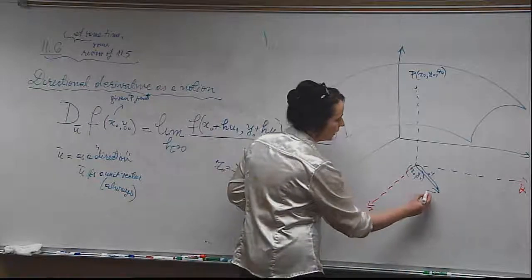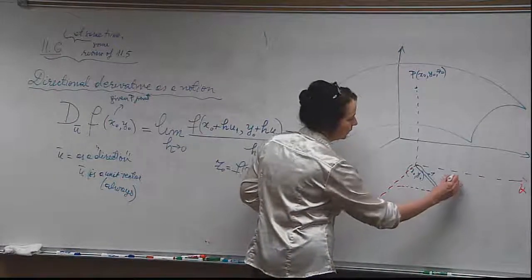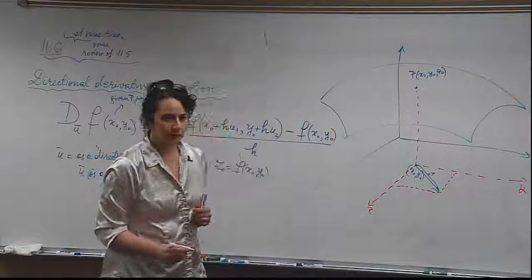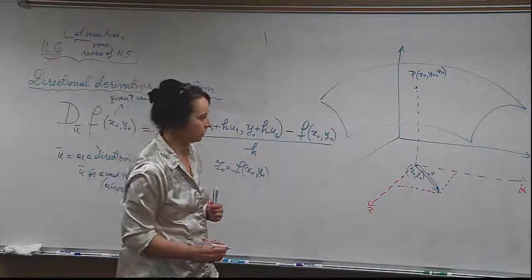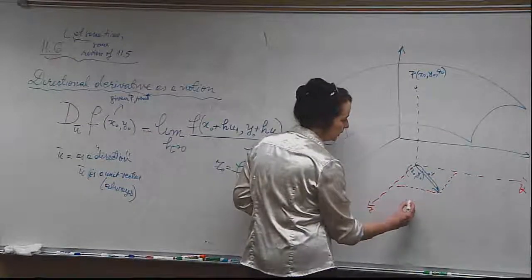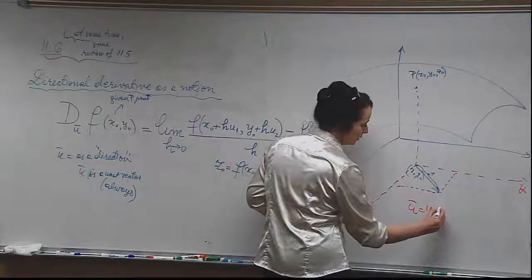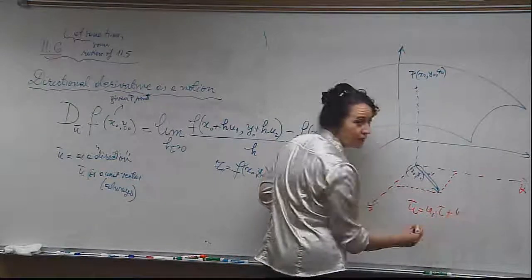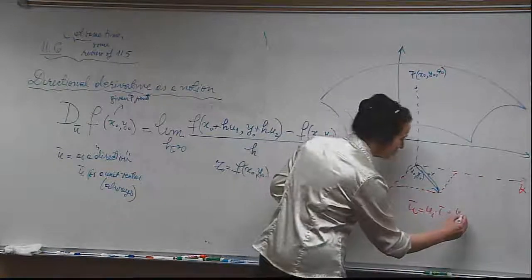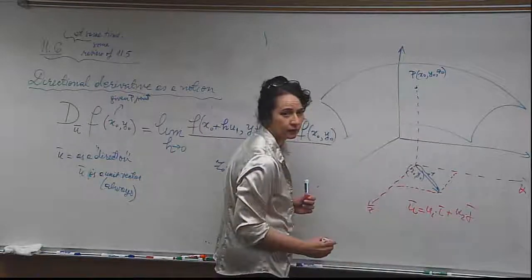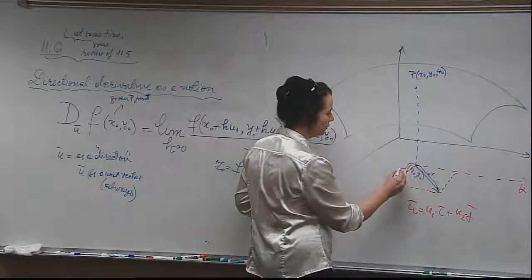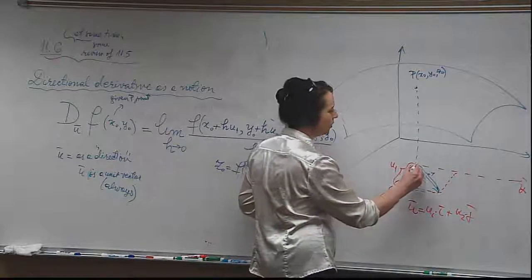How do you split a vector in such a decomposition? Well, u will be u1 i plus u2 j. So you have u1 from here to here.